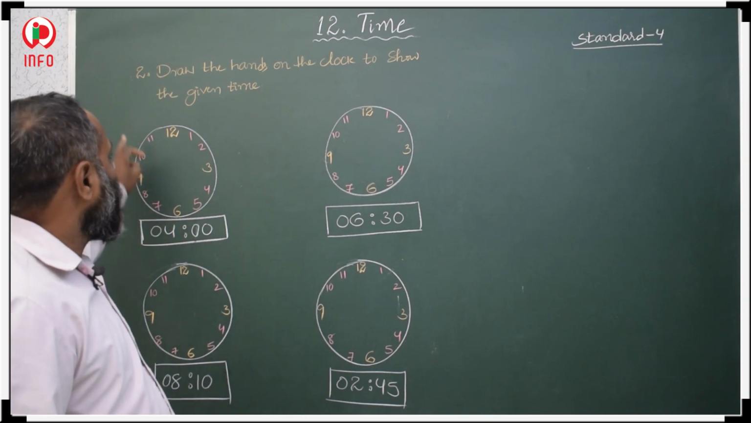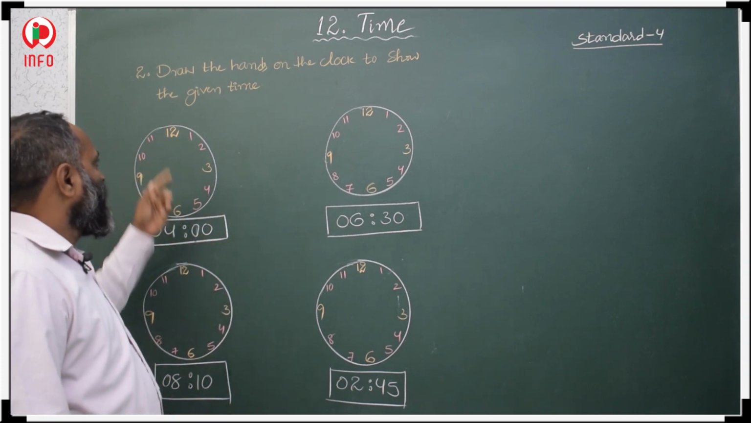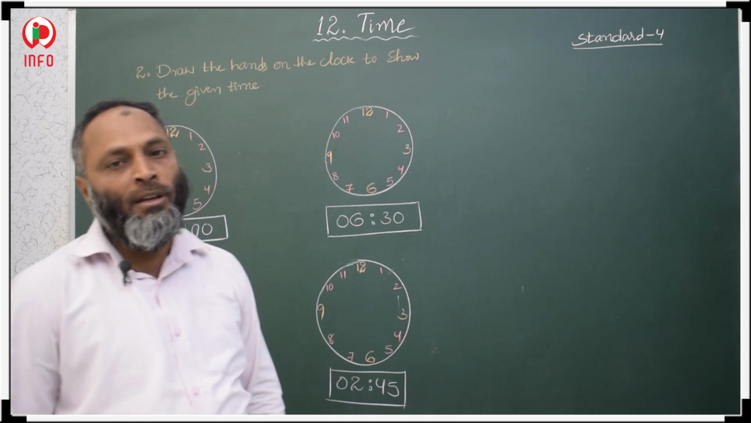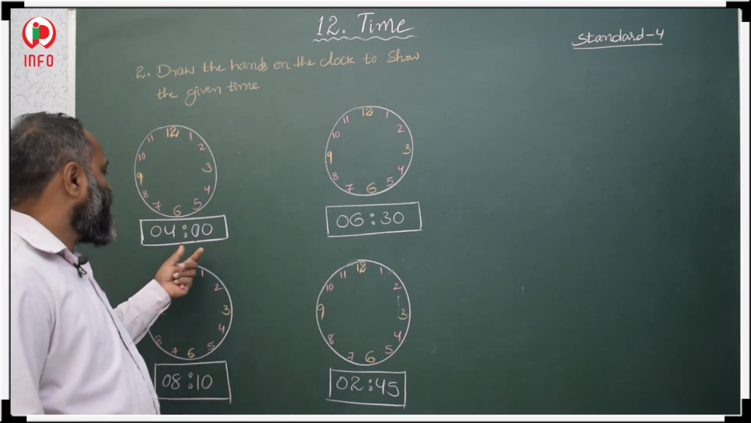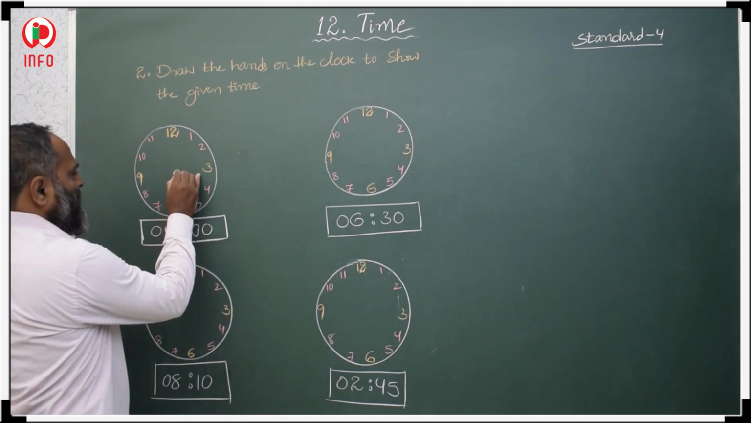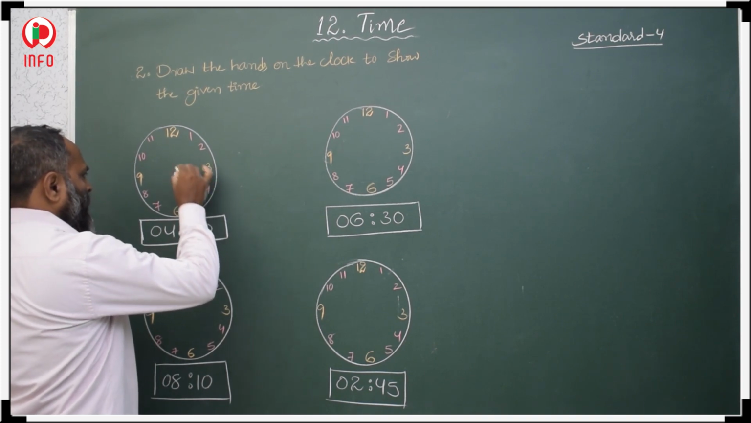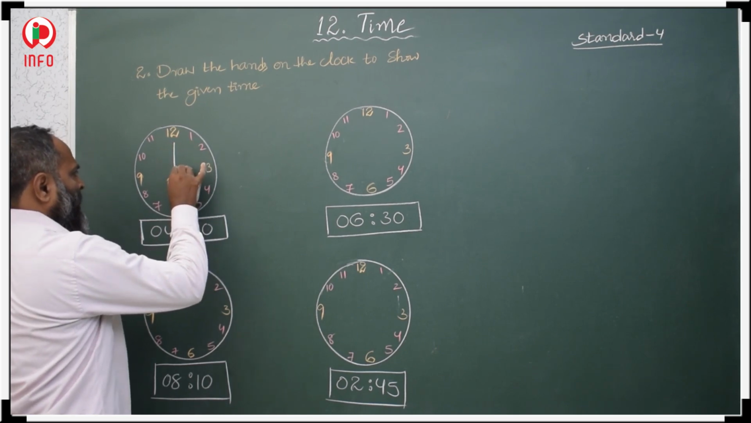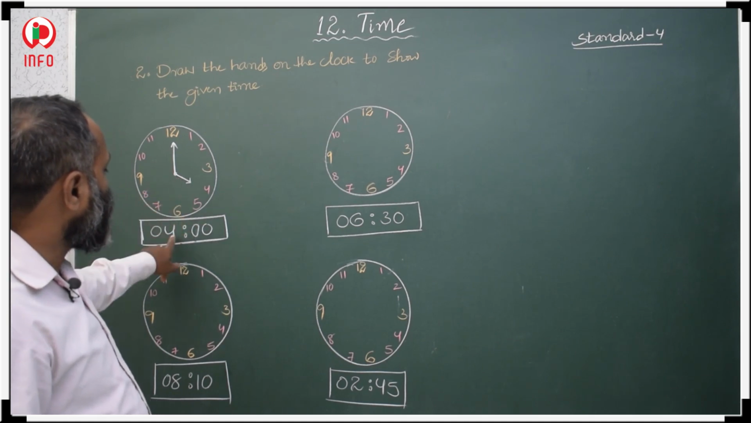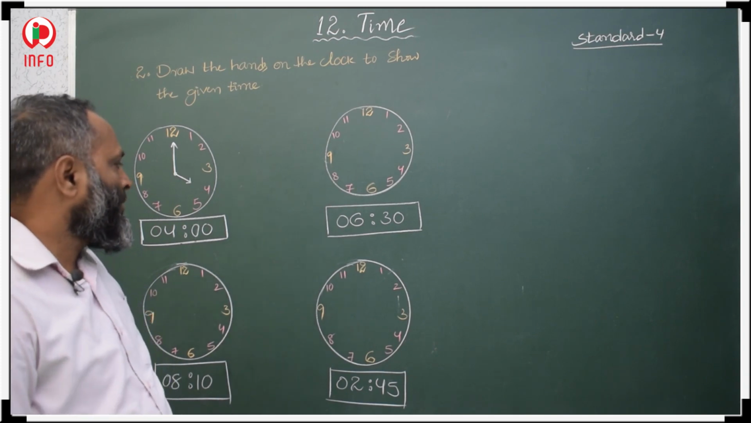Yes, students, in the review exercise, what he has given: draw the hands of the clock shown. Here the time is given, so we should draw the hands of the clocks. The first clock, 4 o'clock. When 4 o'clock is given, the short hand should be at 4. The long hand, that is the minute hand, is at 12. So, we draw the short hand at 4 and the long hand at 12. This is 4 o'clock.